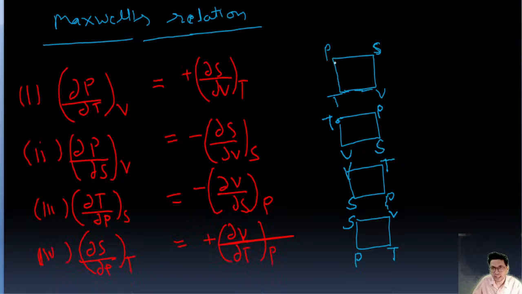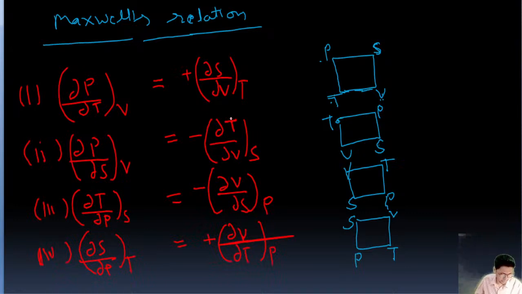Now read the first box crosswise and down: del P over del T at constant V equals del S over del V at constant T. Similarly here, del T over del V, this one, del T over del V. I made a mistake; this is del T over del V.